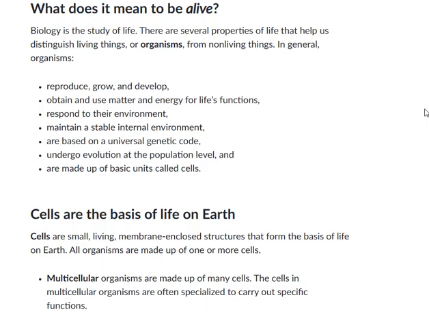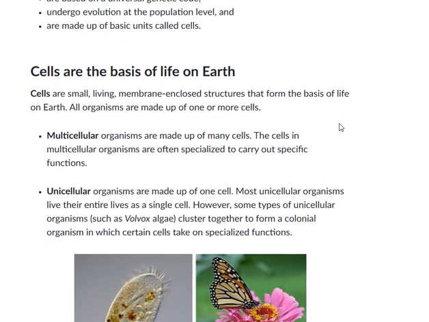In general, organisms can reproduce, grow, and develop, obtain and use matter and energy for life's functions, respond to their environment, maintain a stable internal environment, are based on a universal genetic code, undergo evolution at the population level, and are made up of basic units called cells. Cells are the basis of life on Earth.